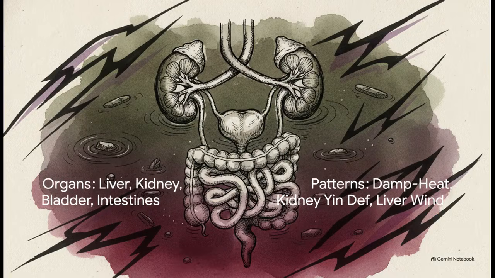The organs mapped to this basement level are the liver, kidney, bladder, and intestines. These lower elimination organs face intense, deep-seated pathological patterns when the body's balance really fails. We frequently see patterns like damp heat in the lower jiao, kidney insufficiency, and a very serious condition known as heat-stirring liver wind, which is where extreme internal heat actually generates neurological symptoms like tremors and spasms.